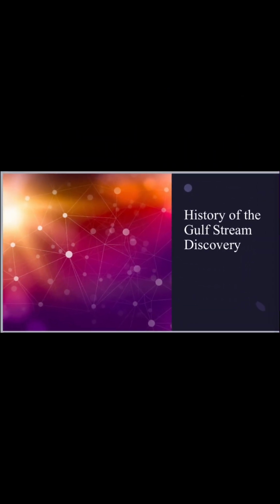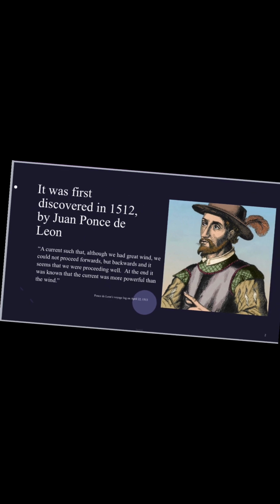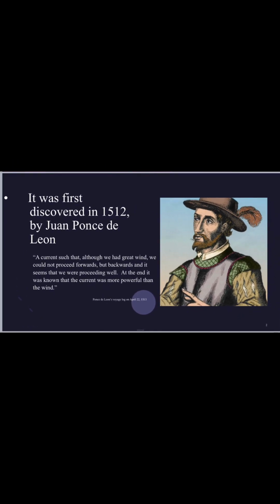Now let's look at the history of the Gulf Stream discovery. It was first discovered in 1512 by Juan Ponce de Leon. He clearly mentioned a current, such that although we had great wind, we could not proceed forwards, but backwards, and it seems that we are proceeding well. At the end of it, it was known that the current was more powerful than the wind.